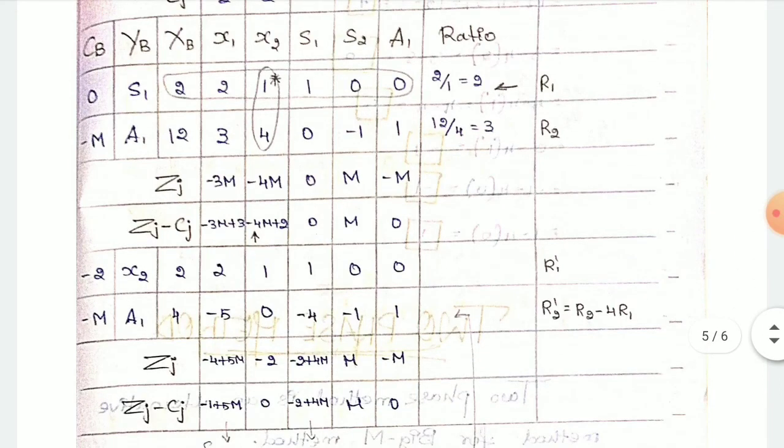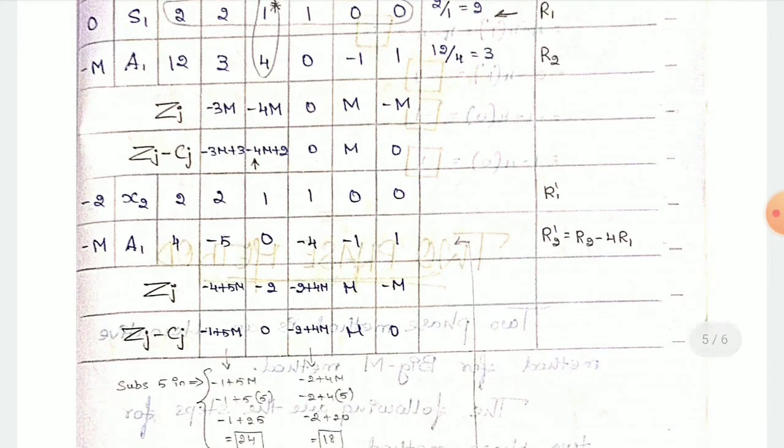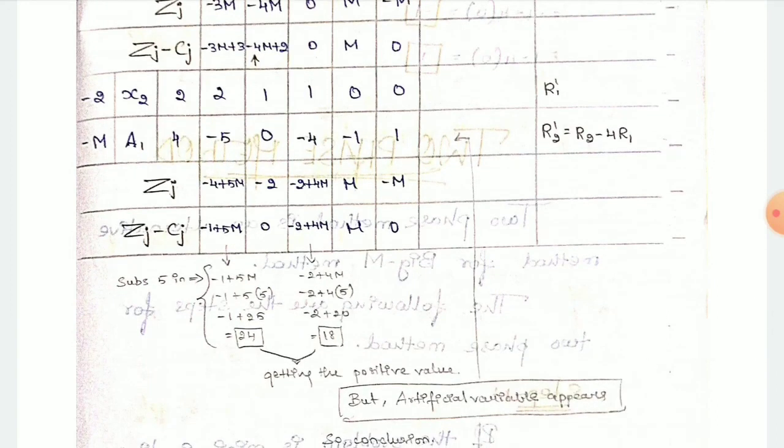So the same procedure we have to follow the next table. So in the next table we have x2 and a1. So here we have to find out the Zj minus Cj value. Here we have to get the positive value because m is the most positive integer. So -1 plus 5m means anyway you have to substitute m is the most positive integer, that is the biggest positive integer means -1 here. So no problem, anyway we get the positive value. So Zj minus Cj value will be greater than or equal to 0.